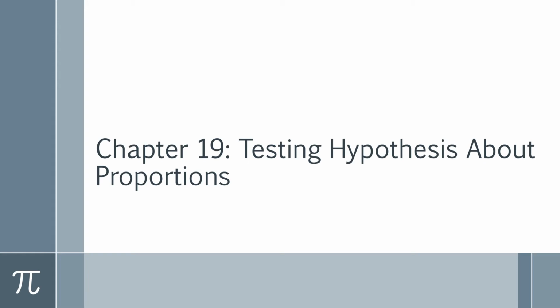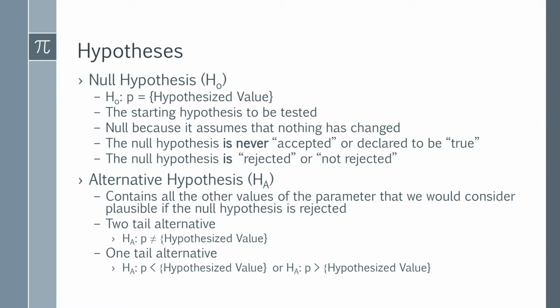Chapter 19, Testing Hypotheses about Proportions. For hypothesis testing, there are two hypotheses. The null hypothesis, which is noted as H naught, is p is equal to some hypothesized value. This is the starting hypothesis to be tested, and it's null because it assumes that nothing has changed. The null hypothesis is never accepted or declared to be true. The null hypothesis is either rejected or not rejected.